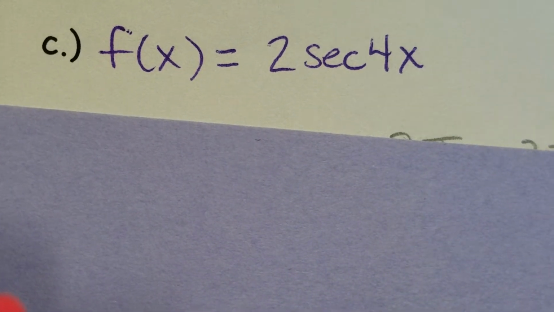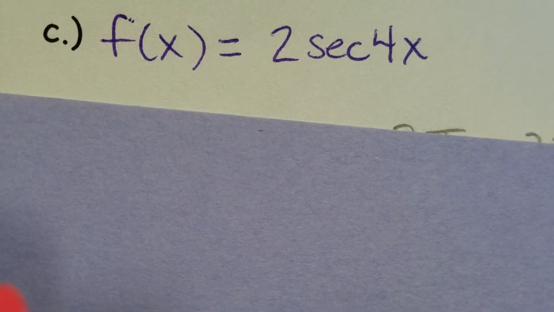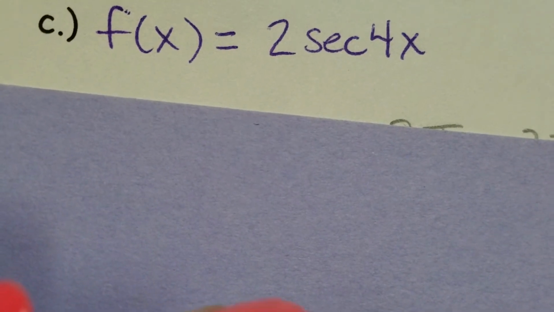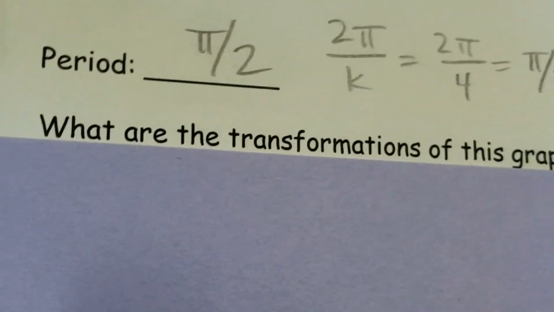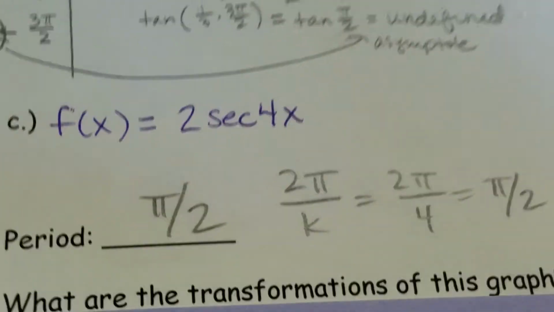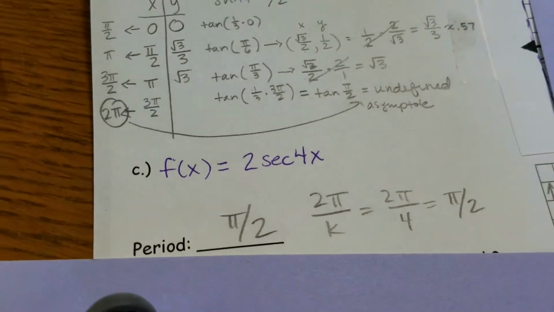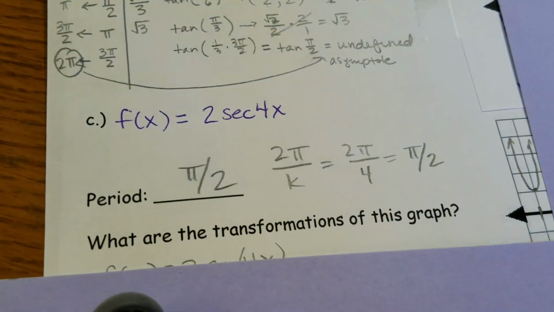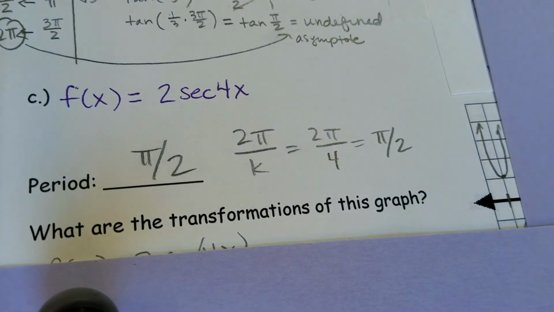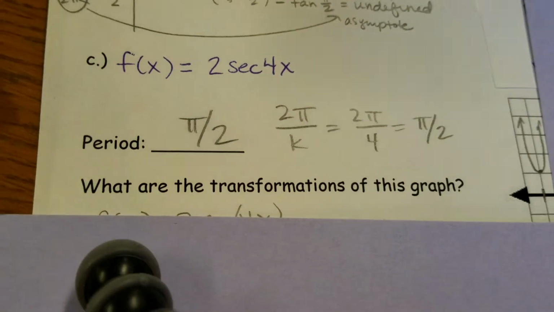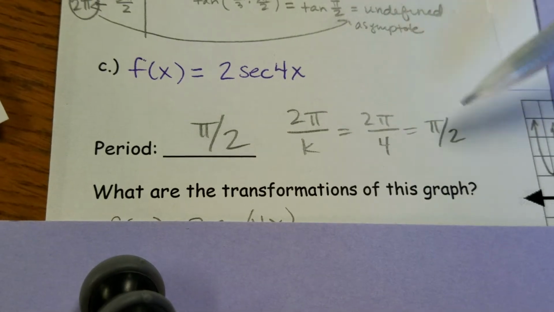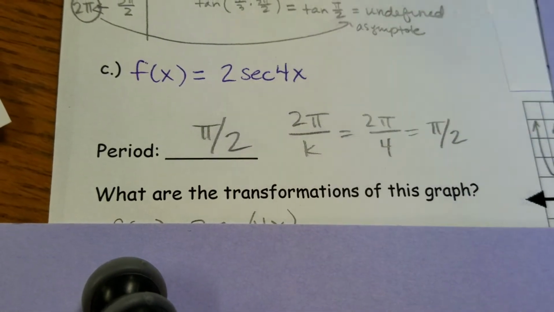Okay, and for part C, we're going to do f of x equals 2 times the secant of 4x. So first let's find our period. We're going to do 2 pi divided by k, and our k value is going to be 4, and that comes from the 4 right in front of our x here. Okay, so then when we do 2 pi divided by 4, we'll get pi over 2. That's going to be our period.